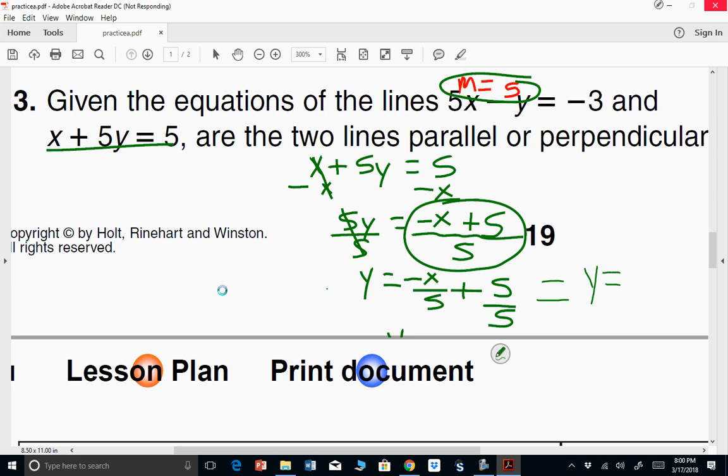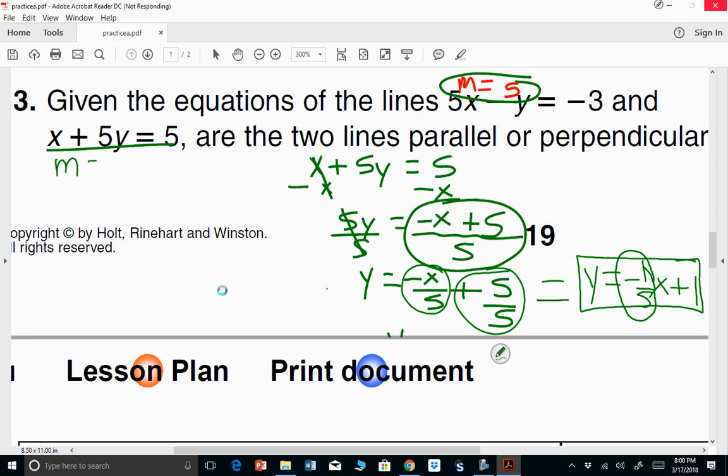Y equals, this piece right here, I'd like to call that negative 1/5 x, and plus 5 over 5 is plus 1. So now we've got this line in slope-intercept form, and then we can pull the slope out of it. It's the number in front of the x, the coefficient of x. So the slope of this line is negative 1/5.